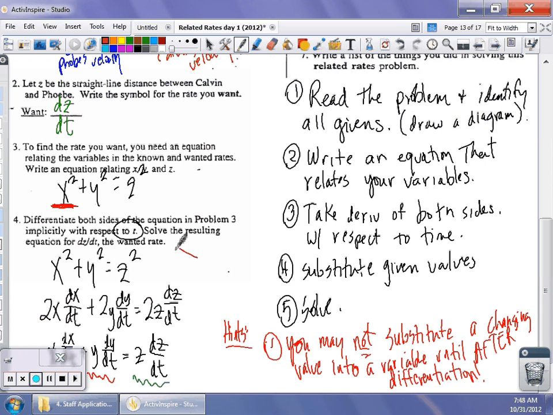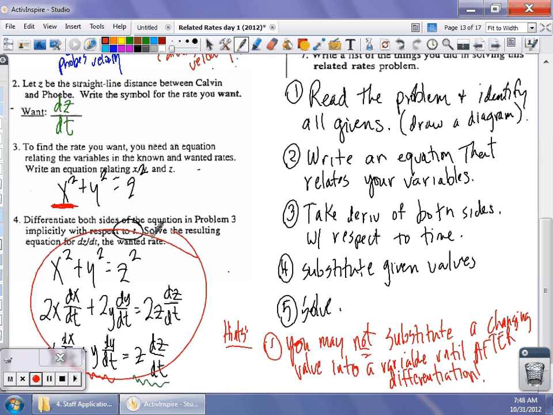So I have to go through this whole process of finding the derivative first, then I can substitute in the 200. Now, if there is a given value in a problem that's never going to change, for example, if they tell you the height of a building is 40 feet, well, the height of the building isn't going to change, so that number can be substituted from the very beginning. Any value that's changing cannot be substituted until after differentiation. And the more you do these problems, the more you're going to understand that particular hint.